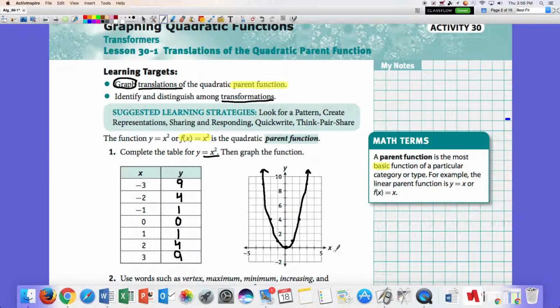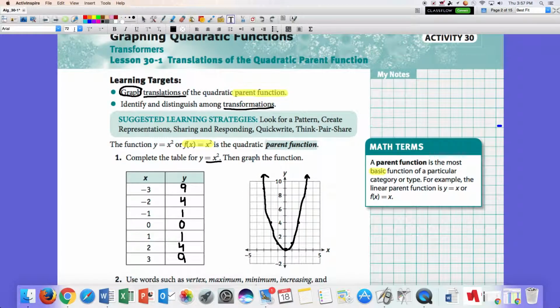So this is what we call the parent function. It is just the original x squared. This is what we would draw. And again, we can always draw from a table. So the next part is using words such as vertex, maximum, minimum to describe this graph. So I'm going to keep this here, guys. I'm going to write these off to the side so you can see this more.